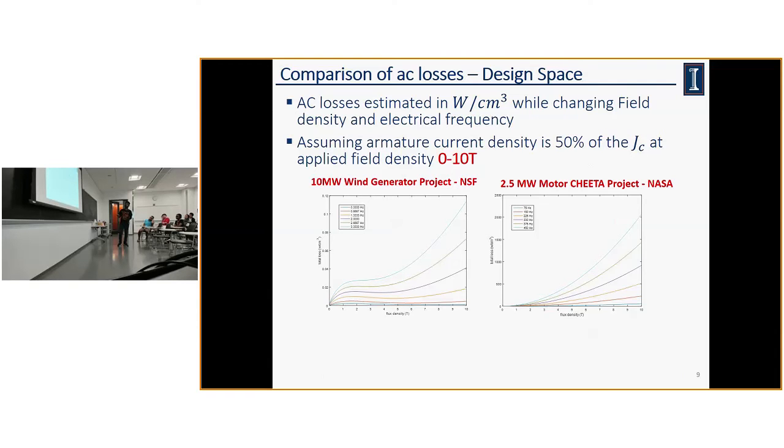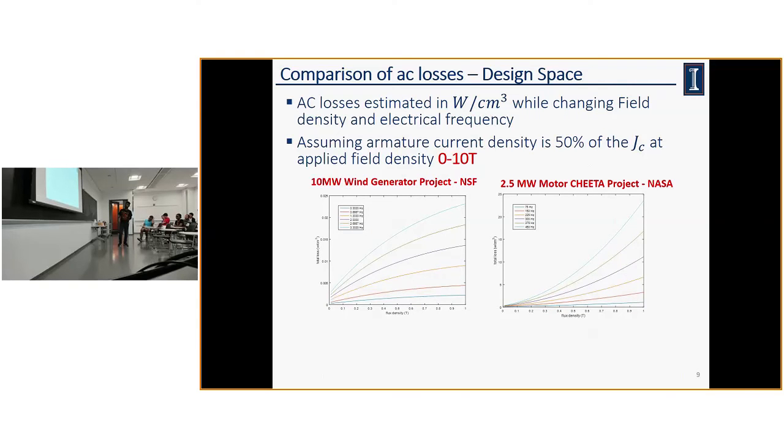But if you go for a very high frequency, like the 2.5 megawatt motor we are designing for the Cheetah project, what will happen is that if you increase the flux density, the losses will go crazy, like 2 kilowatt. But for the wind turbine, because the frequency is very low, we can still get away with the losses. So I just changed the range from 0 to 1 Tesla to see what the losses look like in a low field. You can still see that this one is like 0.025, but this one is around 25 watt for a high frequency design.